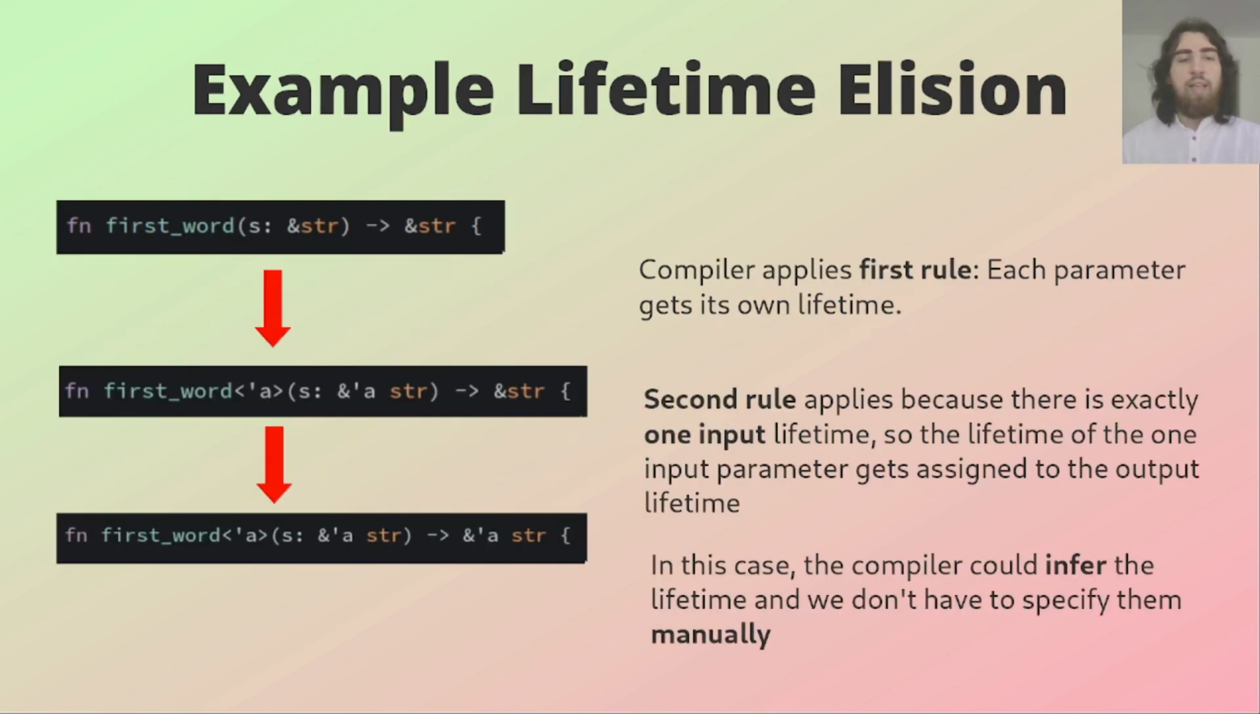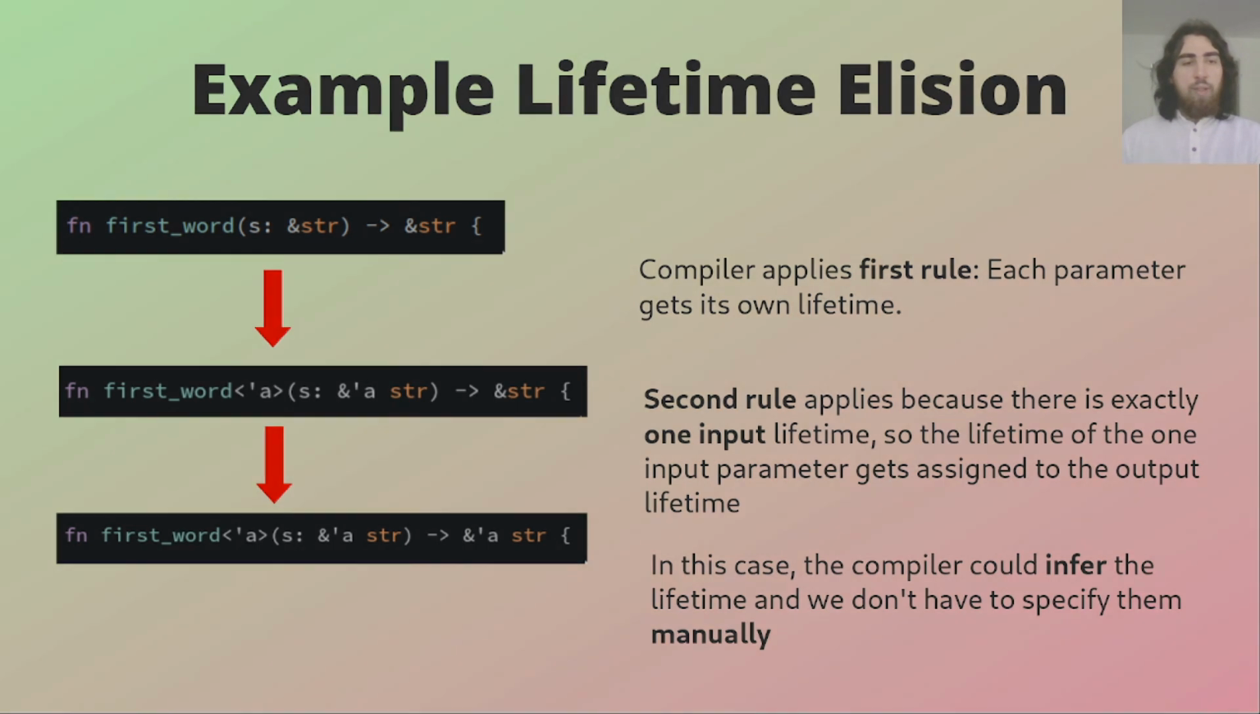So let's see an example. And before we see the example, as you can see, lifetime elision makes writing Rust much easier. Until this point, we didn't worry and care about lifetimes, because most of the time the compiler just inferred it, so we didn't have to worry.